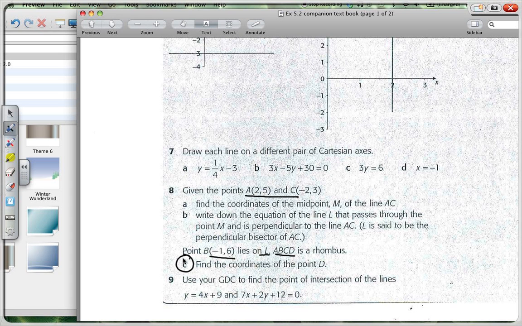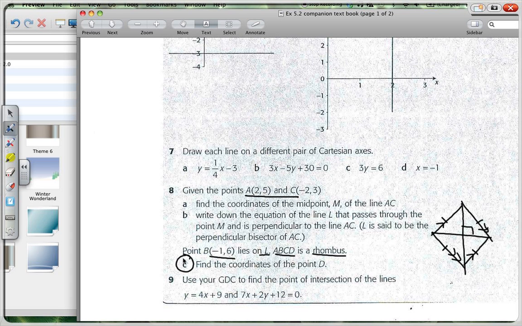A rhombus is like a square that's been pushed over. So it's got 4 equal sides, but the angles don't have to be 90 degrees, but all four sides are equal. Opposite sides are also parallel to each other, like that. And the important thing with a rhombus is that the diagonals bisect each other, and they also cross at 90 degrees. So that's an important fact to know about a rhombus.